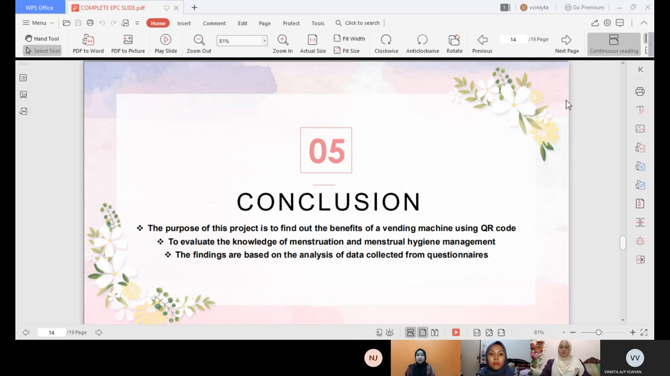As mentioned earlier in the introduction, the purpose of this project is to find out the benefits of a vending machine using QR code that is supported by technology and to evaluate the knowledge of menstruation and menstrual hygiene management among school and college girls. The objective has been achieved through structured questionnaires which were distributed to the UTEM female students from each hostel. The findings are based on the analysis of data collected from the questionnaires. There are two parts in the questionnaires, which are part A and part B. Okay, next.